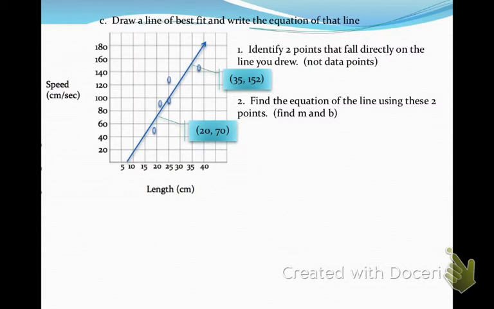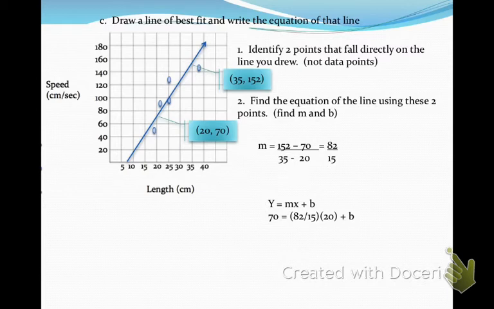So I'm going to use slope-intercept form, which means I need to find my slope and my y-intercept. So on the screen, you'll see in fraction form, my slope is 82 over 15. Then I'm going to select 1 point to just plug into y equals mx plus b. So I'm going to choose the point (20, 70). So 70 goes in for y, plug in my slope, and the point 20 for x.